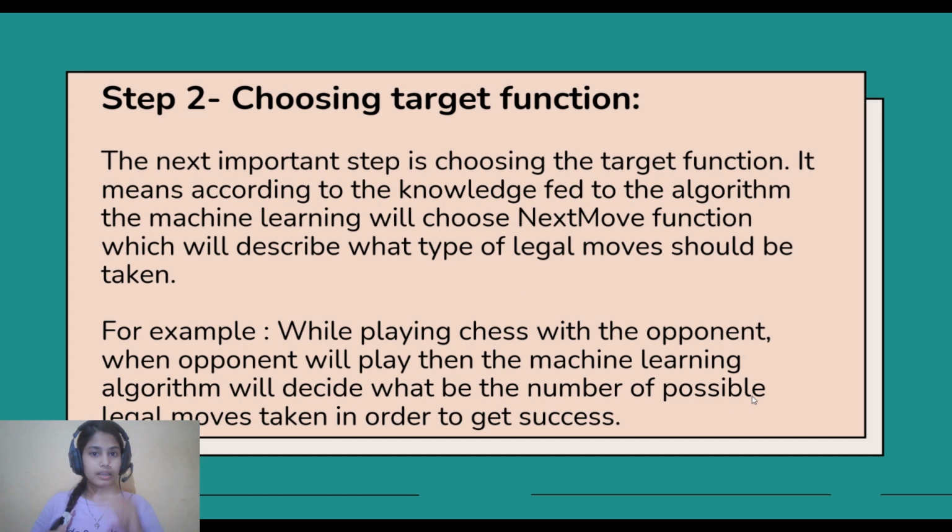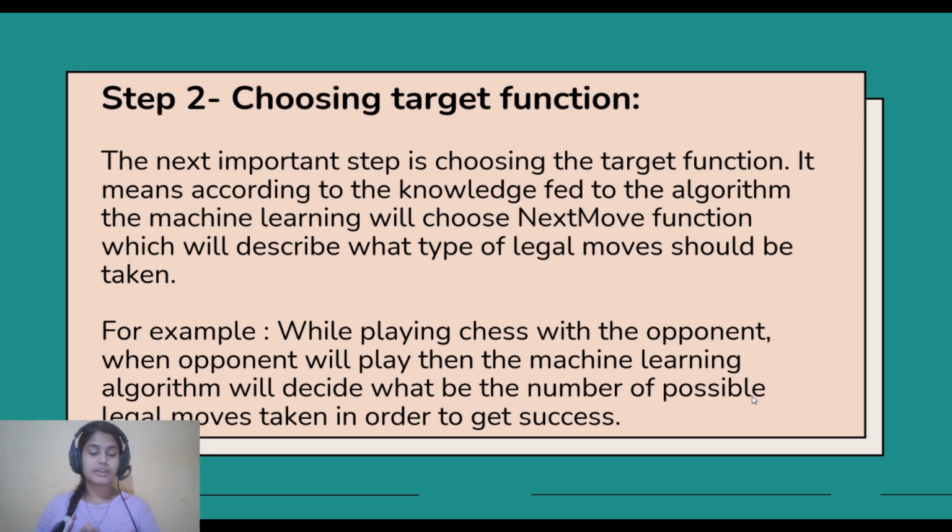The second is choosing the target function. The next important step is choosing the target function. It means according to the knowledge fed to the algorithm, the machine learning will choose the next move function, which will describe what type of legal moves should be taken. For example, while playing chess with the opponent, when the opponent plays, then the machine learning algorithm will decide what should be the number of possible legal moves taken in order to get the success.